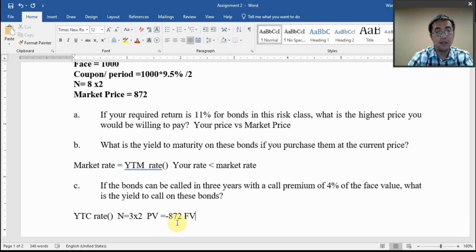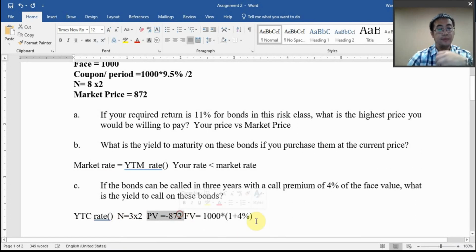Future value is not that 1,000 face value. It actually has a premium added in there to sweeten the deal, to make the investors more willing to sell back the bond to the corporation or the borrower. So this would be $1,000 times 1 plus 4%. So it should be 1040. That is the future value in your calculation.